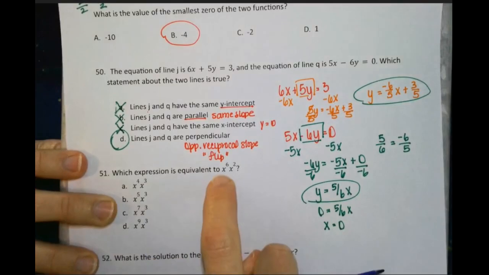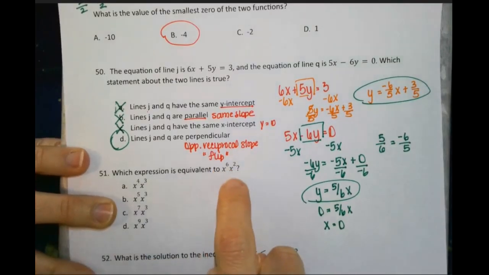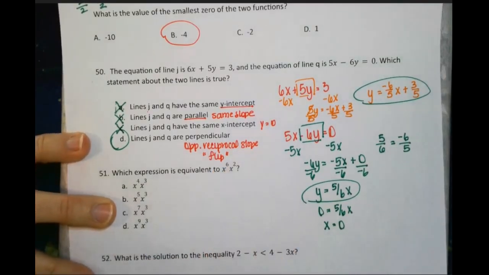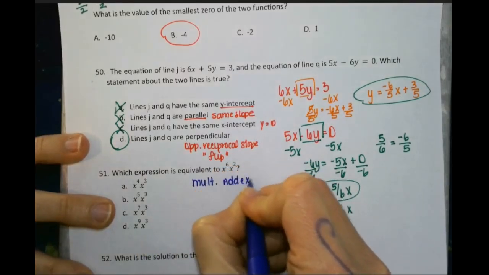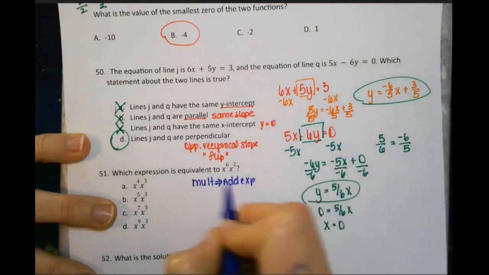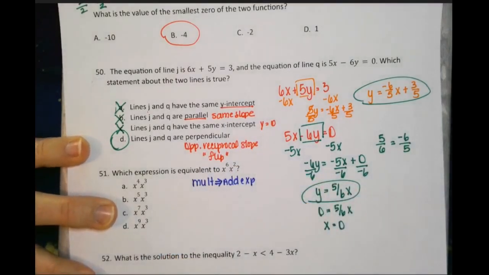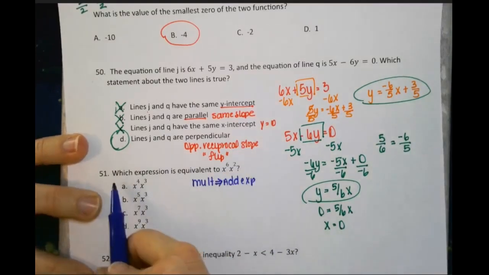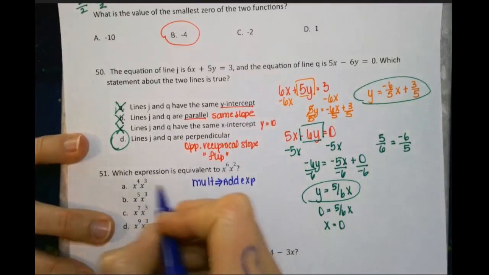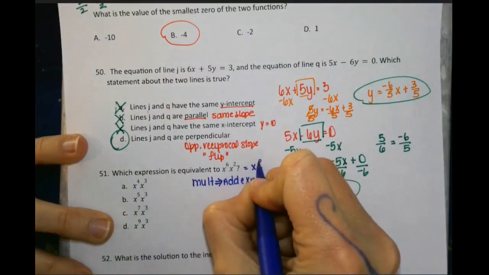Which expression is equivalent to x to the 6th power times x to the 2nd power? This is multiplication, so when we multiply, we add exponents. If we multiply two terms with like bases, we add the exponents. So it's going to be x to the 8th power. So we're looking for x to the 8th power when I simplify.